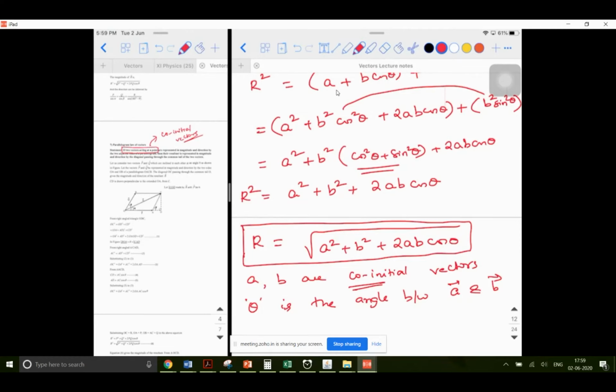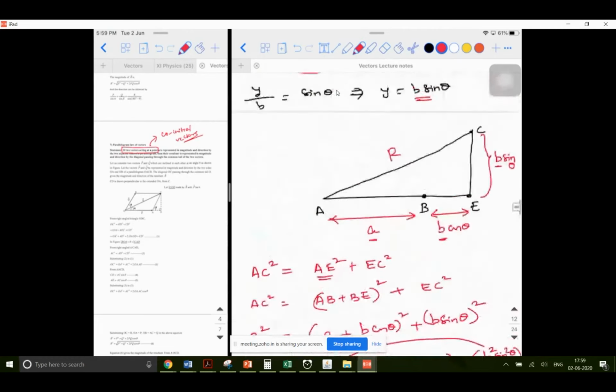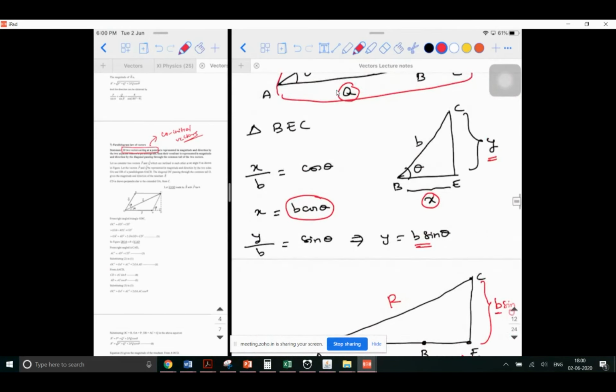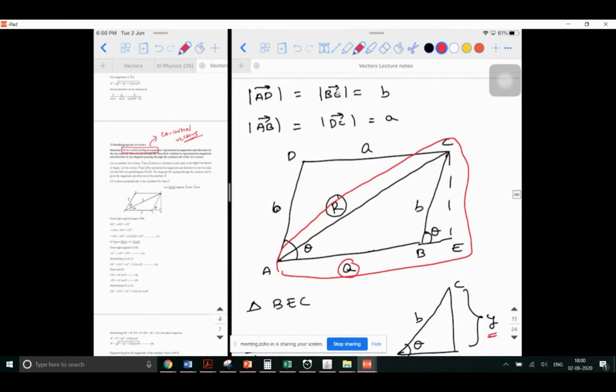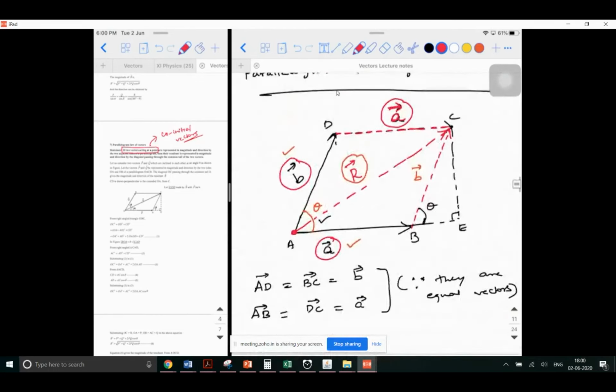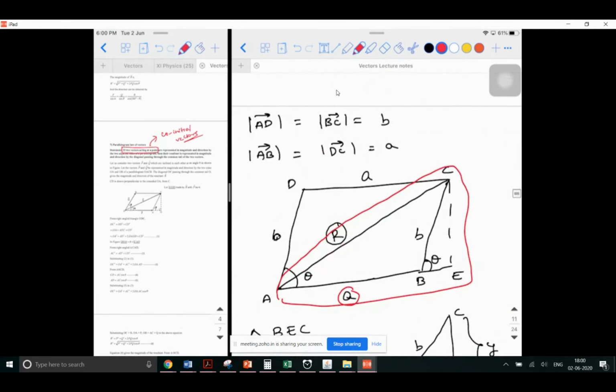Sir, can you show the diagram again? Which part? Is this the diagram you're asking, or the above one? The parallelogram, this one. Are you asking the one without the arrow mark or with the arrow mark? Without. So this is the one you're asking, right? Okay. So is there any doubt in the concept understanding? Anyone?